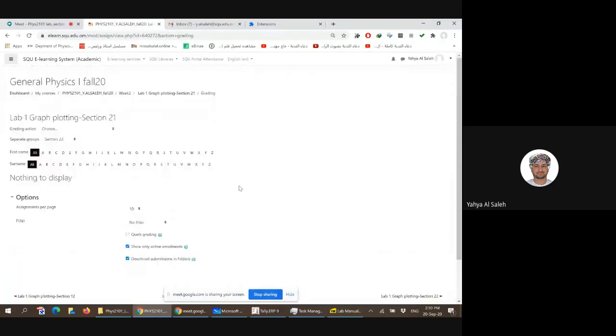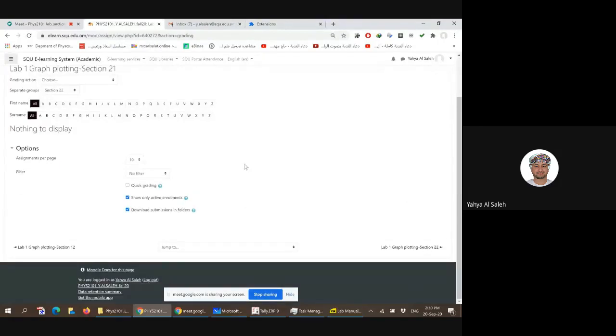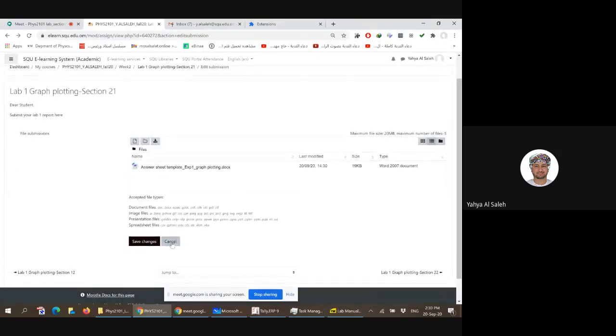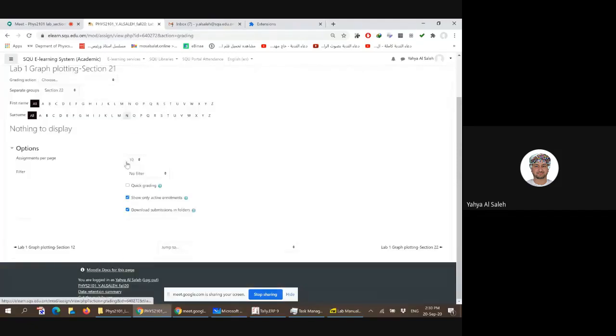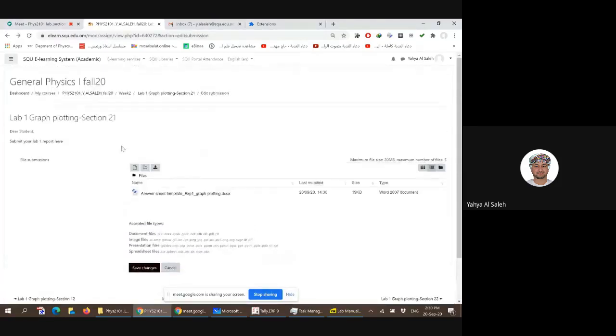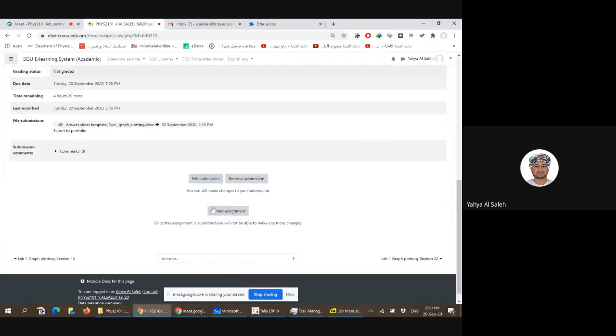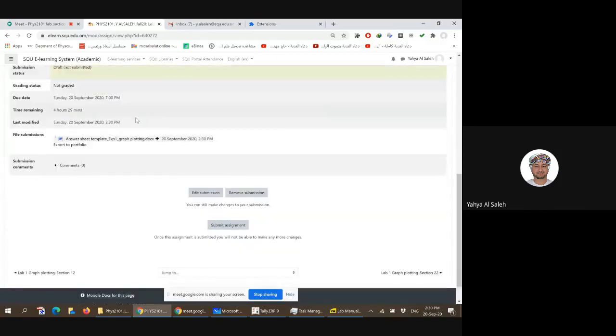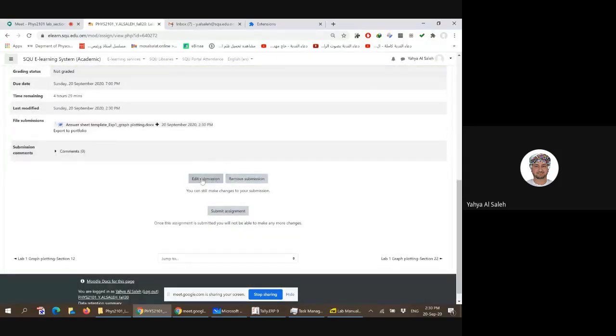Once I have saved my changes, it will ask me to submit. Now this is a pain because I'm not a student. But once I submit it, there will be a button here. See, draft, not submitted yet. You can remove it, you can edit it, because you can still make changes to your submission. Once you click on Submit Assignment, that's it.